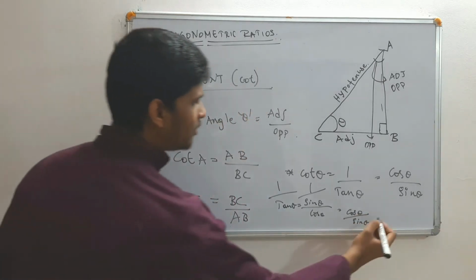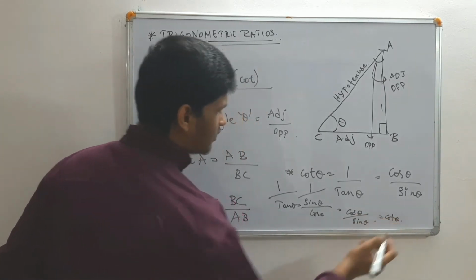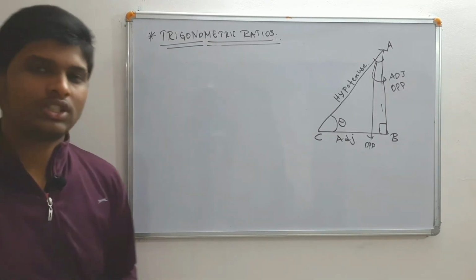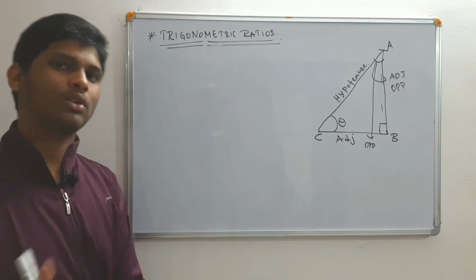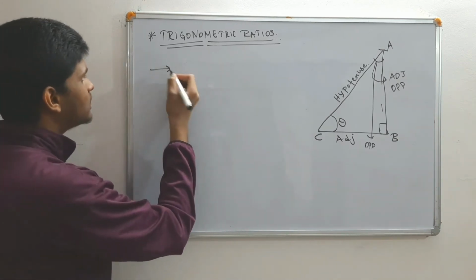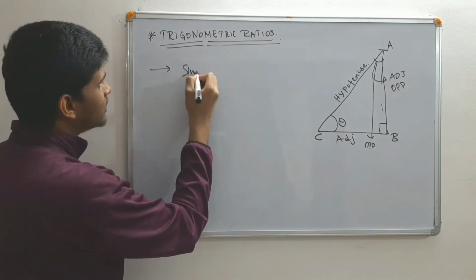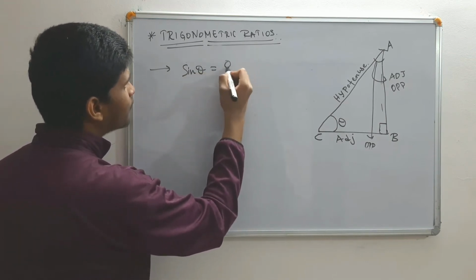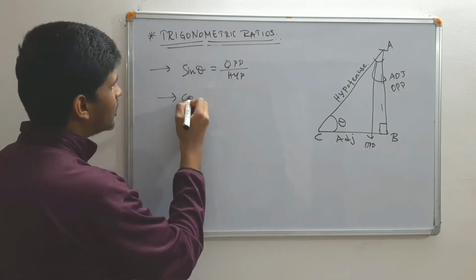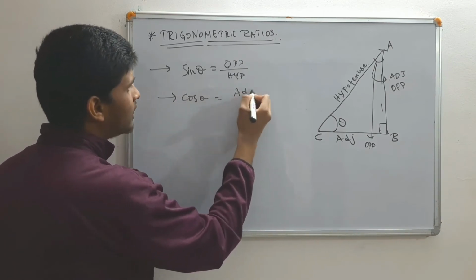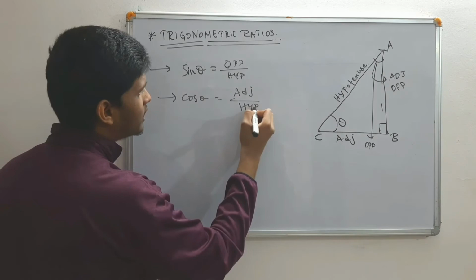Similarly, which is equal to cot theta. Alright, so this is about trigonometric ratios, the 6 main trigonometric ratios. In that, 3 are reciprocals of the other 3. So if you just look at a glance, sin theta is equal to opposite side by hypotenuse. Cos theta is equal to adjacent side by hypotenuse.